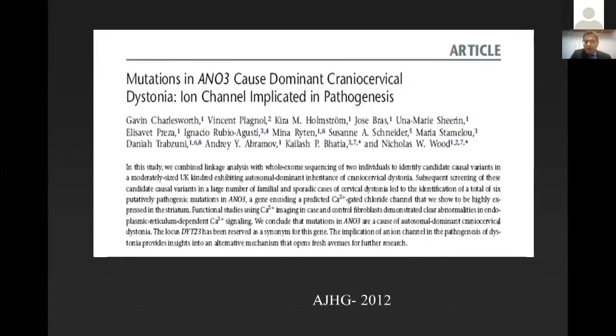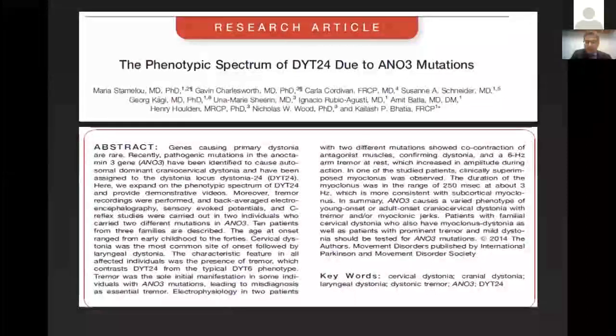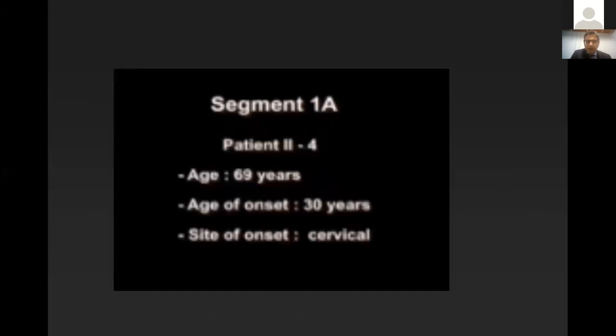ANO3 also causes craniocervical dystonia, and these are people usually in their 30s or 40s, so a little bit earlier in onset than the classic sporadic craniocervical dystonia. And many of these people have tremor in addition to the dystonia. You'll see some of them here from this particular paper. This is a gentleman with cervical dystonia with a head tremor, which happens quite often in cervical dystonia. He also has a little bit of limb tremor. This is a lady, again, with a tremulous cervical dystonia.